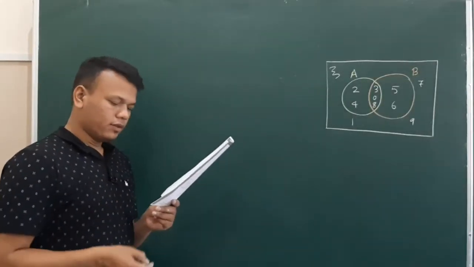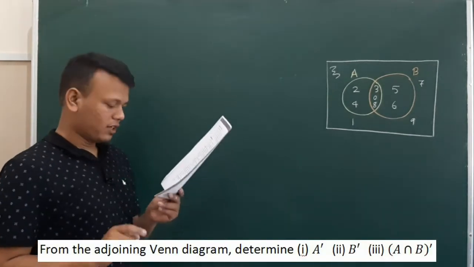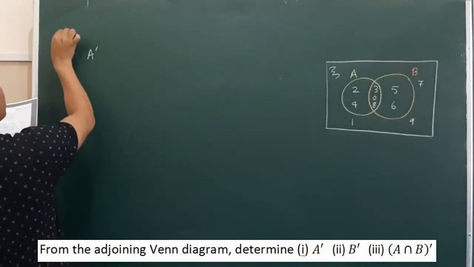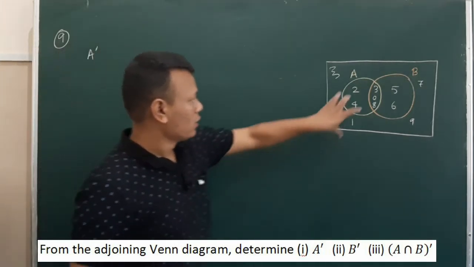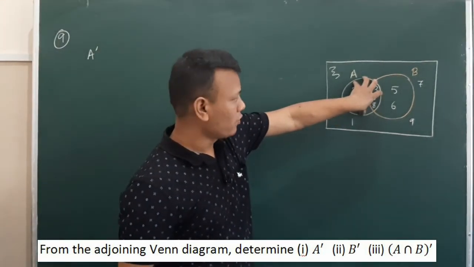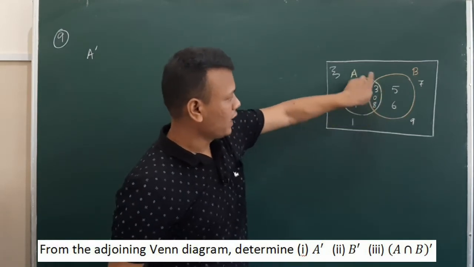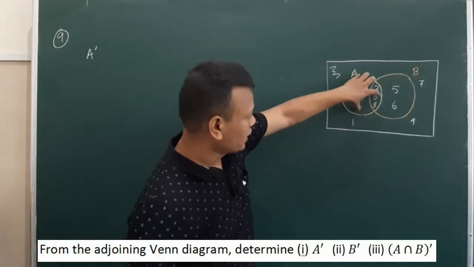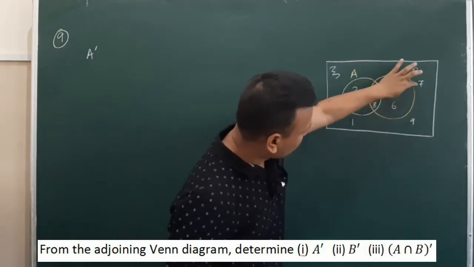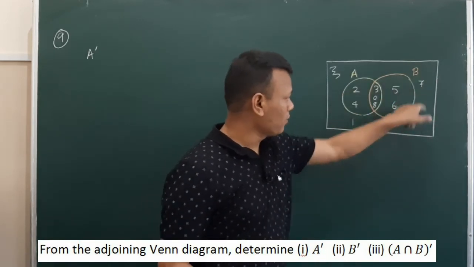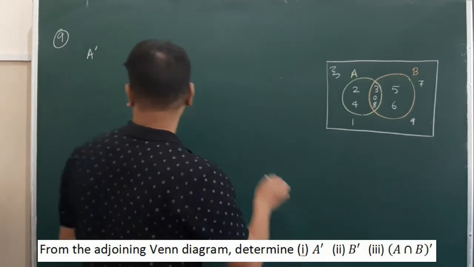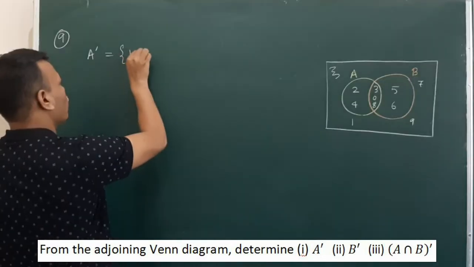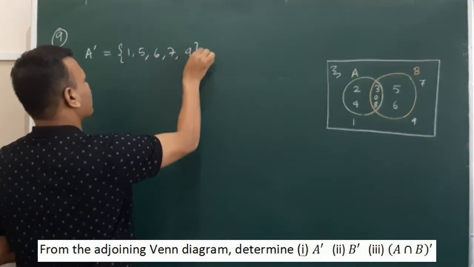So let's take question number 9. Question 9 says, from the adjoining Venn diagram write the following, that is A dash. Let's see what will be my A dash. This one is my A. Apart from this, whatever elements are outside this A, those are my A complement. Outside this we have got the elements 1, 5, 6, 7, 9. So A dash will be the set containing the elements 1, 5, 6, 7, 9.